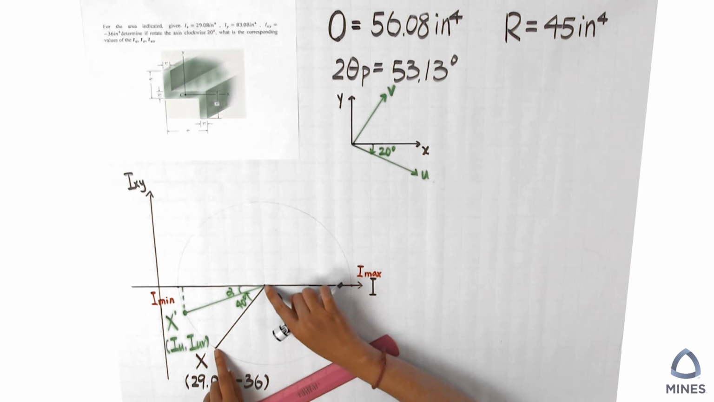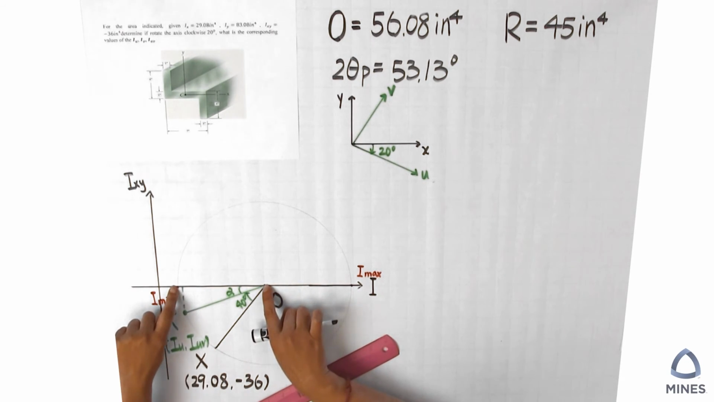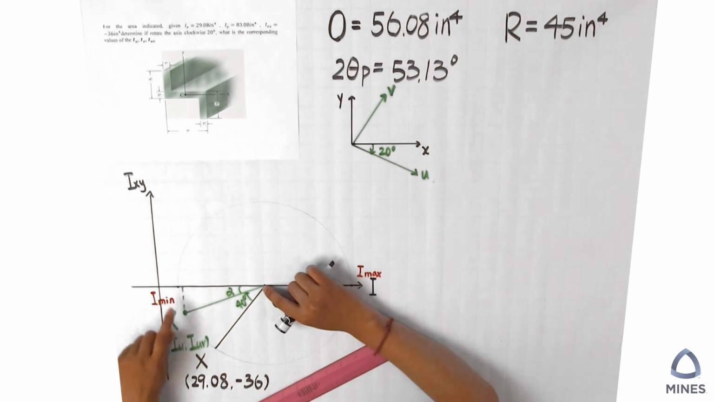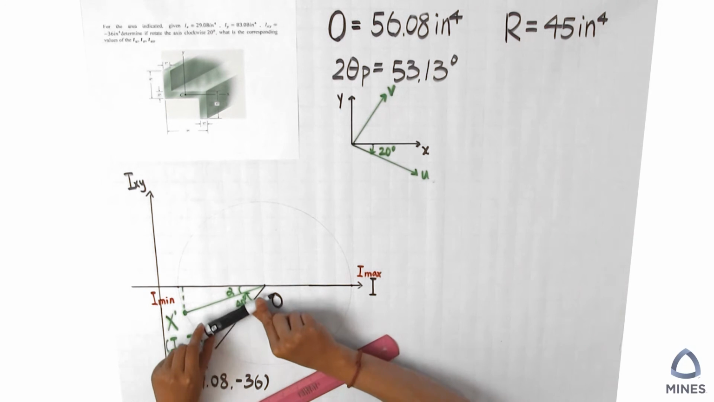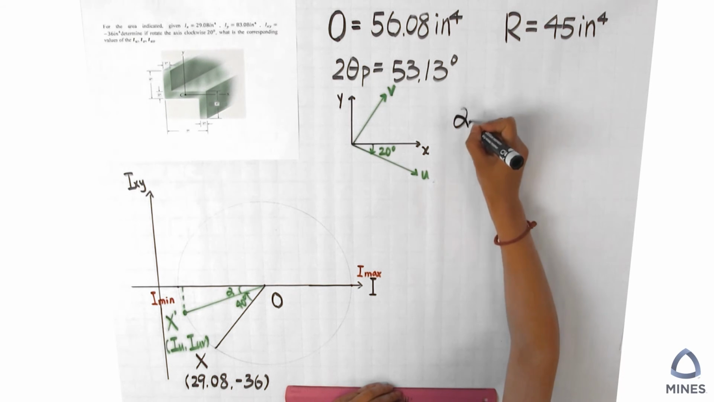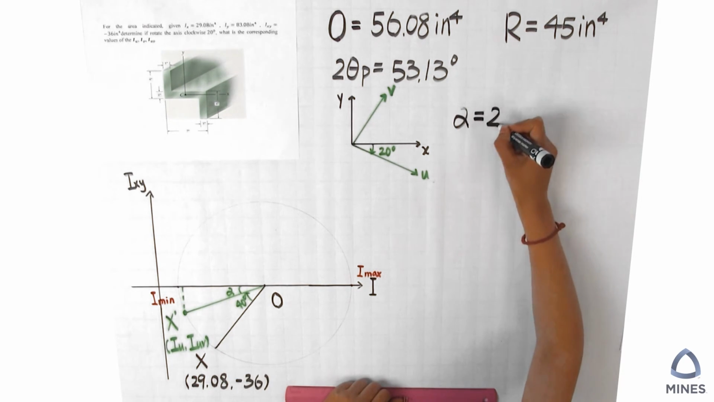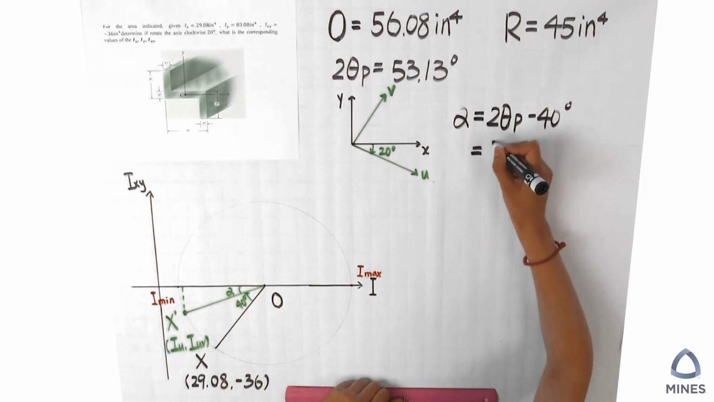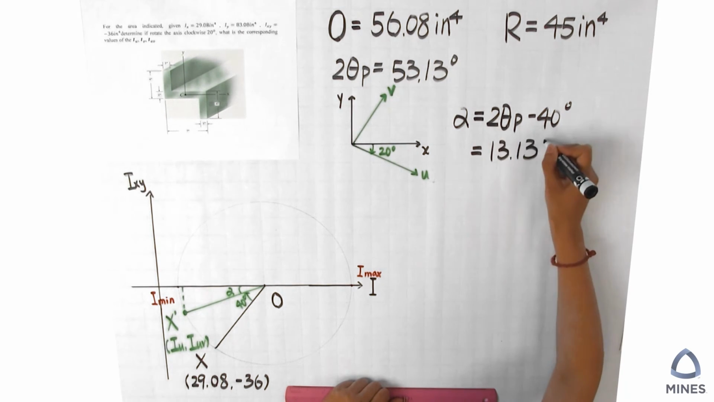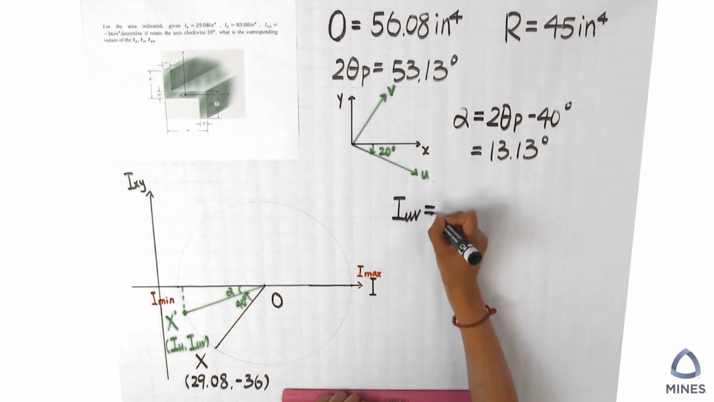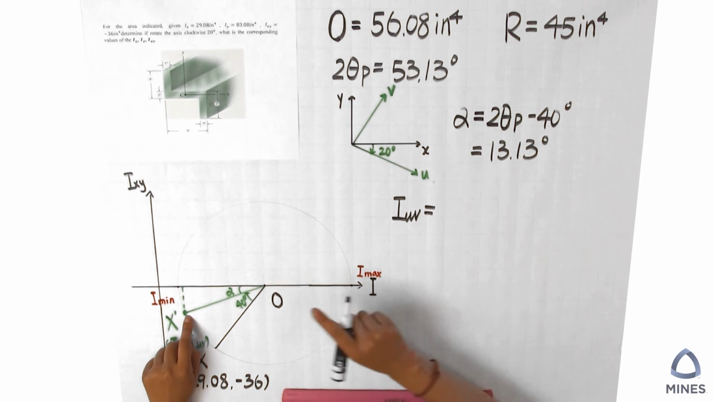So what is alpha? Remember, when we rotate the OX line to the horizontal line here, that's called the principal angle, right? We just do the calculation. 2 theta p is equal to 53.13 degrees, which means from OX all the way to the horizontal axis. Now, how are we going to find alpha? You can see that's going to be 2 theta p minus 40 degrees. So which means we have 13.13 degrees here.